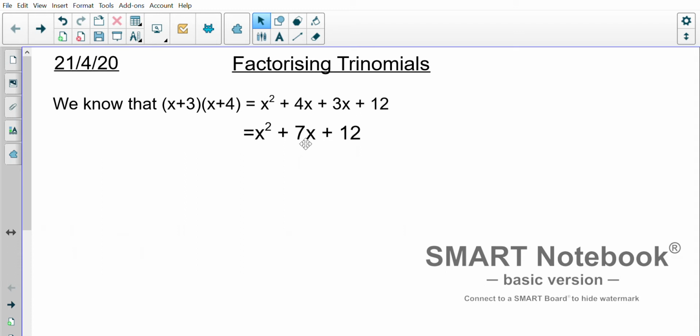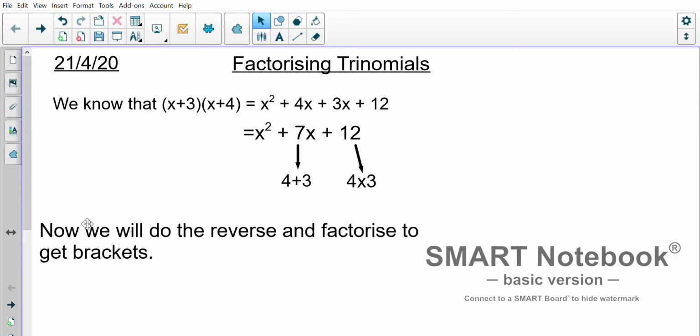What I want to do is look a wee bit closer at where we get some of these numbers from. So if we look at the 7, for instance, we get that from 4 plus 3. And the 12, we get that from multiplying 4 and 3 together. So we're going to need that when it comes to this particular topic. That knowledge is going to help us.